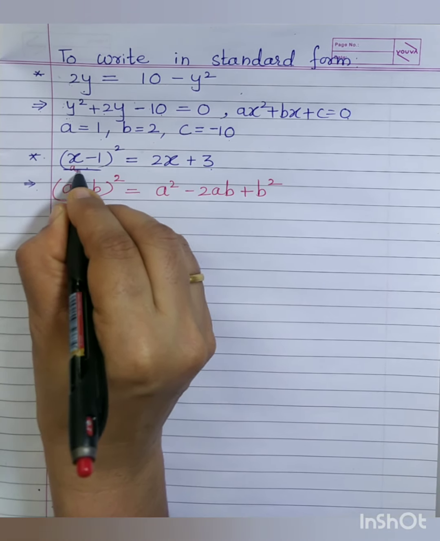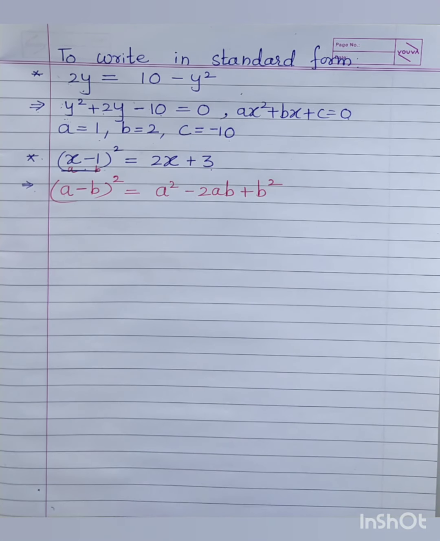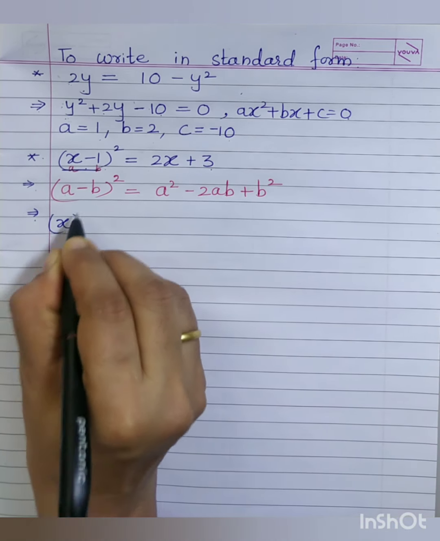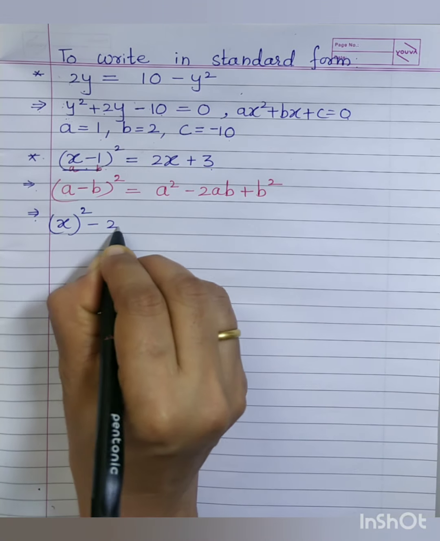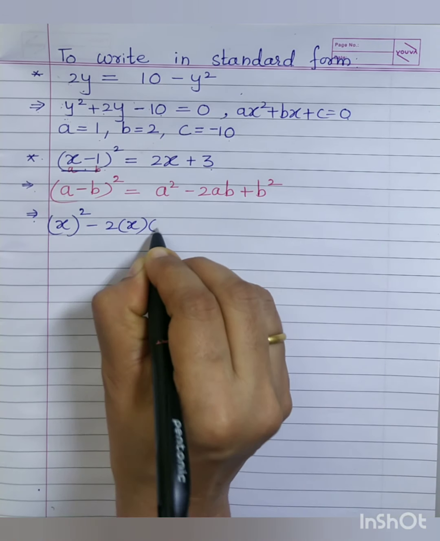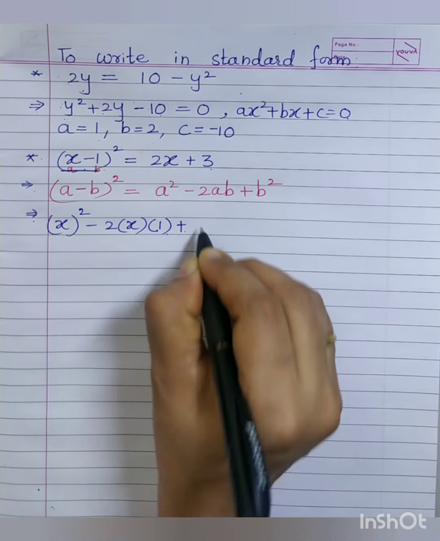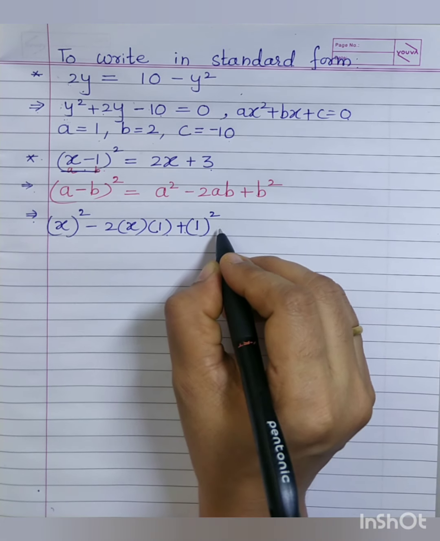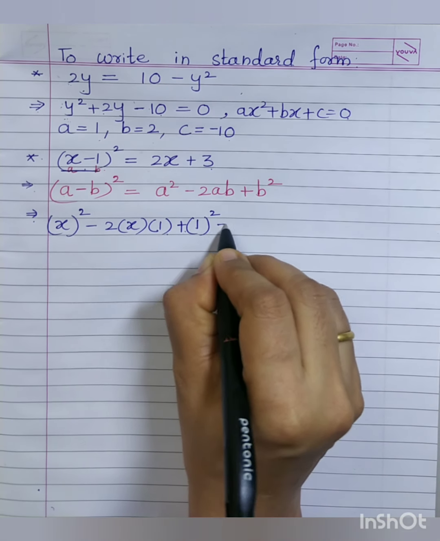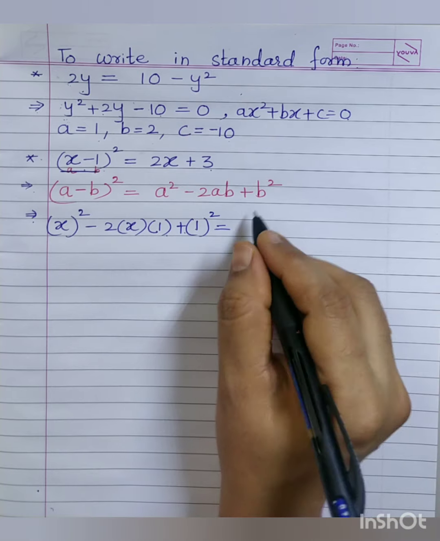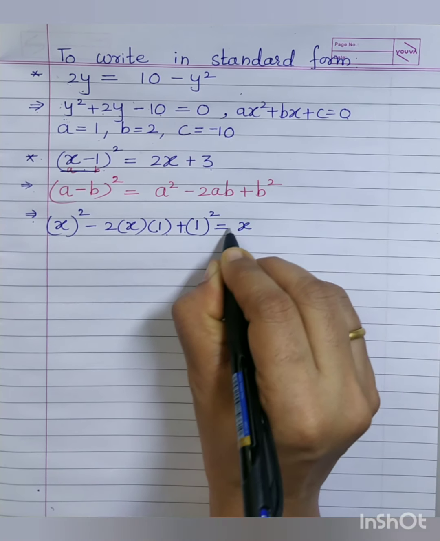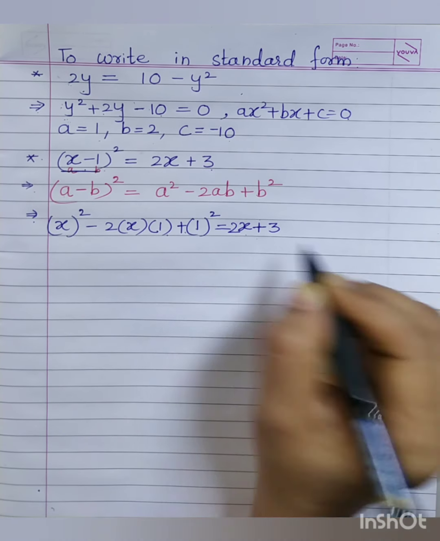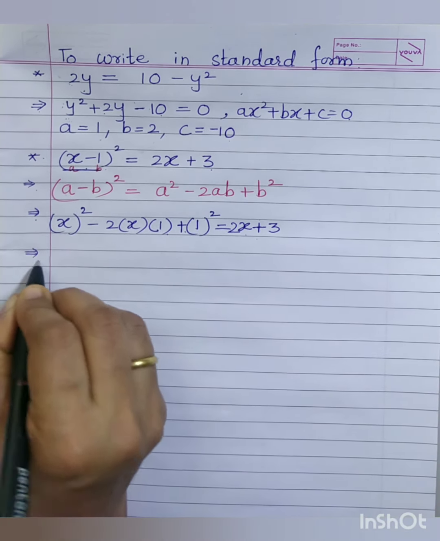What is your a here? x. What is b? Minus 1. So applying that formula. a square means the first term square, x square, minus 2. a is what? x. b is what? 1. Plus b square, that is what? 1 square. If you listen to this explanation carefully, absolutely there will not be any problem. If you ignore, then there is a problem. All the steps, whichever class you have studied, no matter, I am explaining it again.